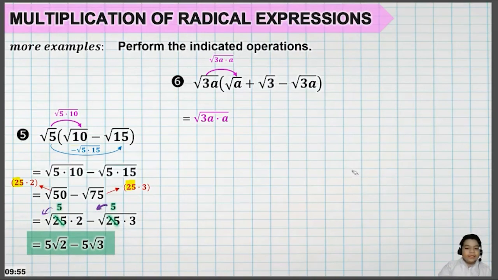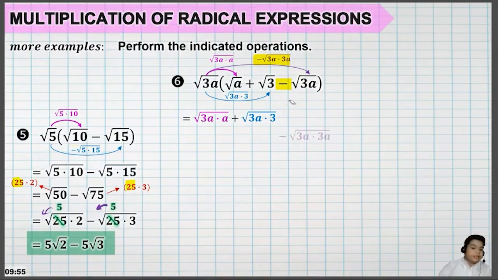Next, distribute naman natin si square root of 3a. I-multiply natin siya kay plus square root of 3 or positive square root of 3. We'll now have positive square root of 3a times 3. Yan. Since positive siya, gawin natin siyang plus. Next, si square root of 3a naman, i-multiply natin kay negative square root of 3a. So in that case, dahil negative to, so magiging negative square root of 3a times 3a yung ating expression. So kapag sinulat natin yan, minus din siya. So we'll now have negative or minus square root of 3a times 3a.